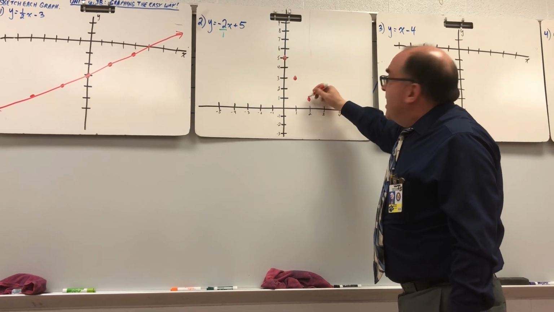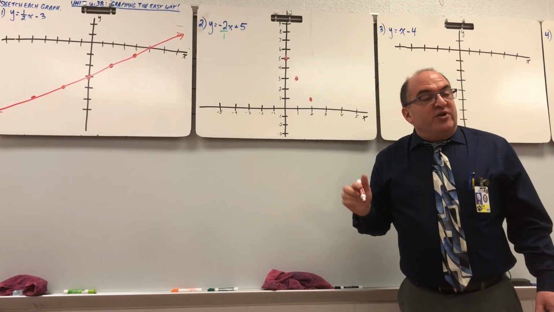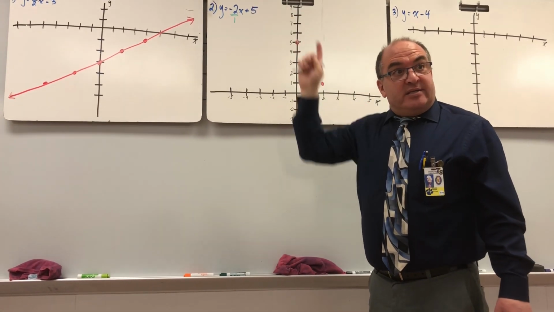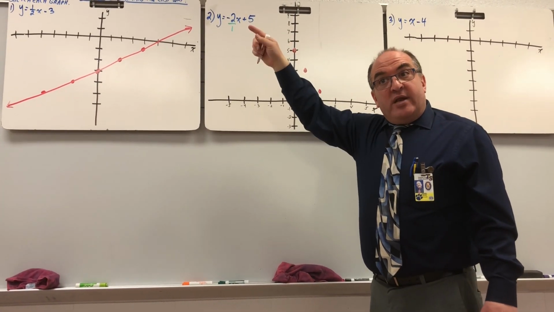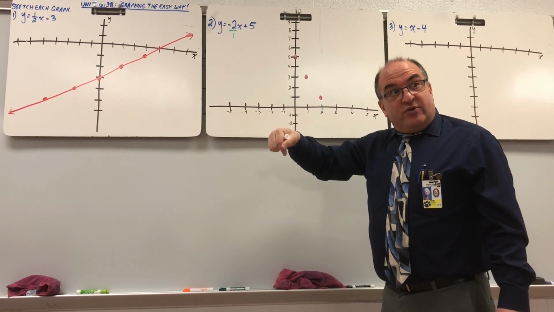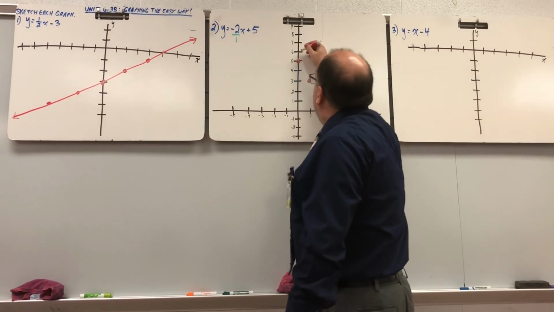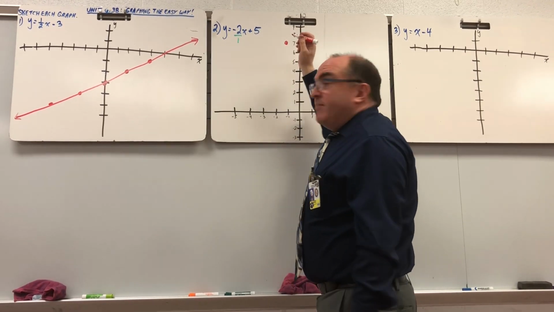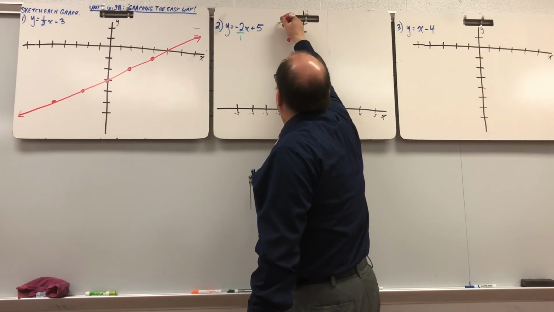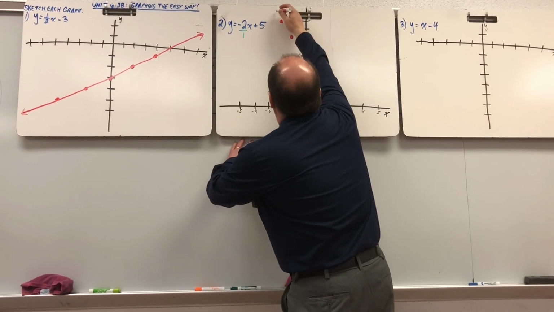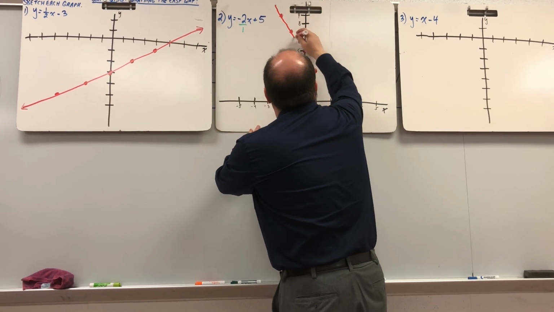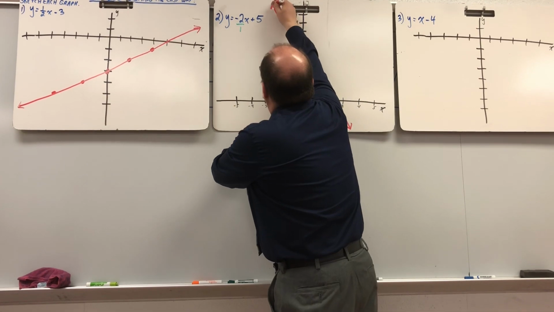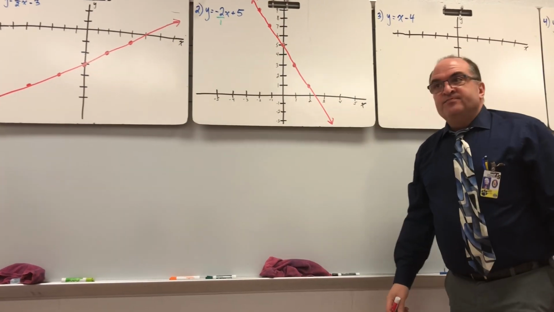Big fat dot. I'm also going to ask you to go up 2 and back 1, because +2 over -1 is the same as -2 over +1. So we're going to go up 2, back 1. One more time. Up 2, back 1. Draw your line from one end of the graph all the way through the points to the other end of the graph. Put arrows at each end. Easy. Okay?